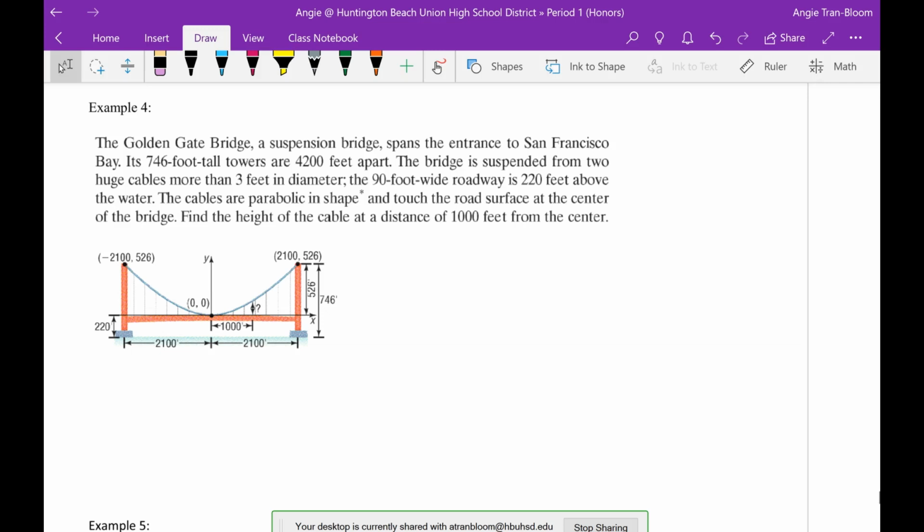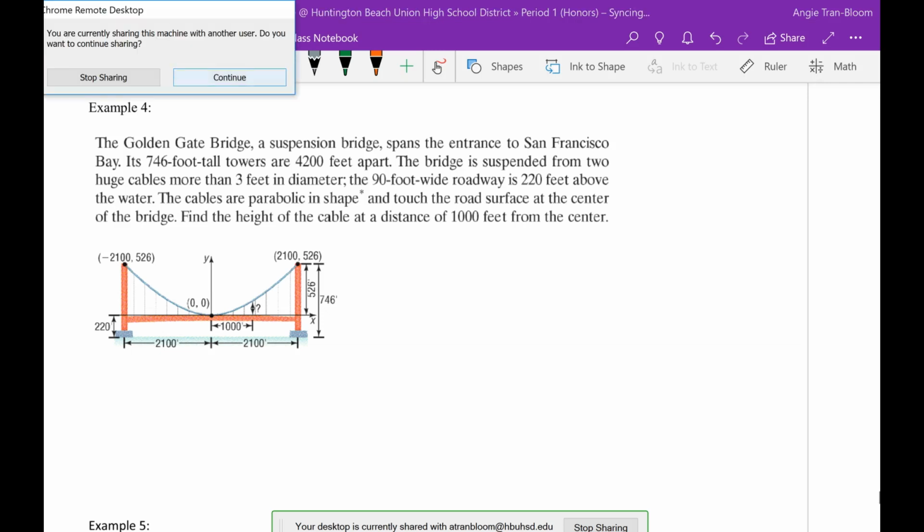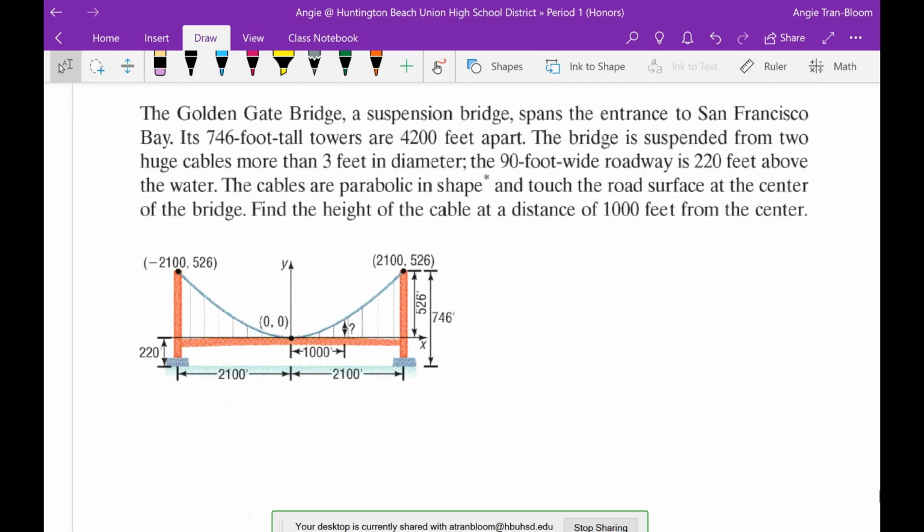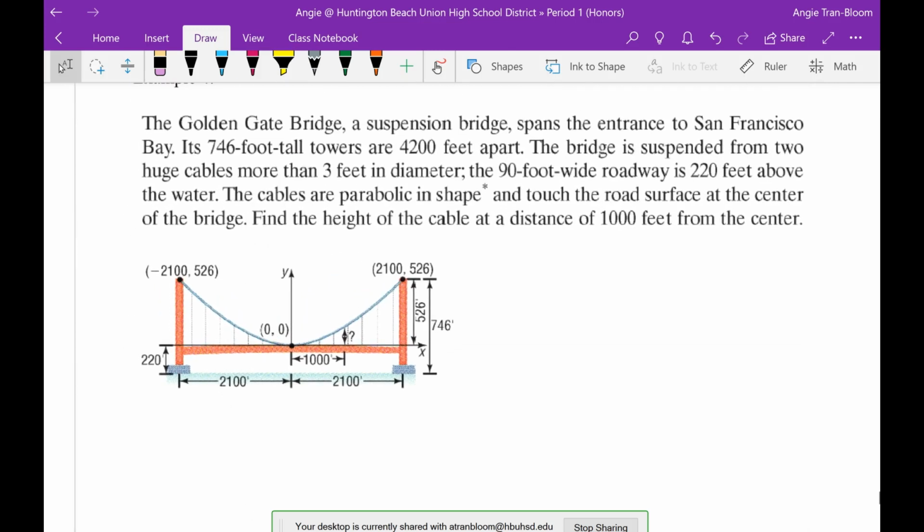All right, Samantha, can you help me with example 4, please? The Golden Gate Bridge, the suspension bridge, spans the entrance to San Francisco Bay. Its 746-foot tall towers are 4,200 feet apart. The bridge is suspended from 2 huge cables, more than 3 feet in diameter. The 90-foot wide roadway is 220 feet above the water. The cables are parabolic in shape and touch the road surface at the center of the bridge. Find the height of the cable at a distance of 1,000 feet from the center.